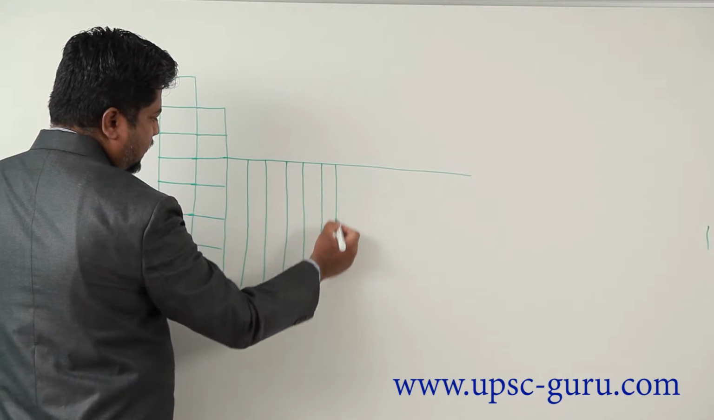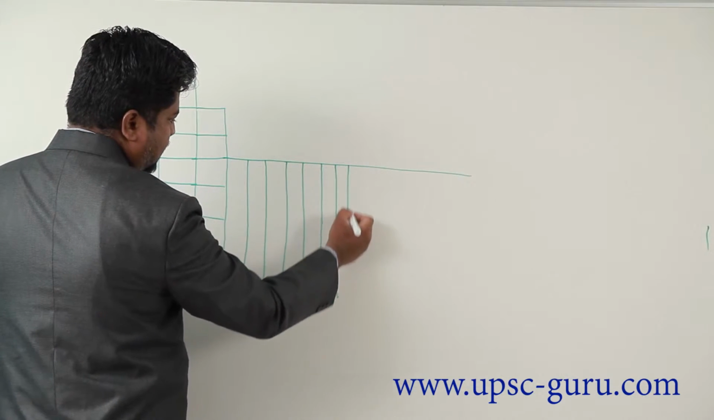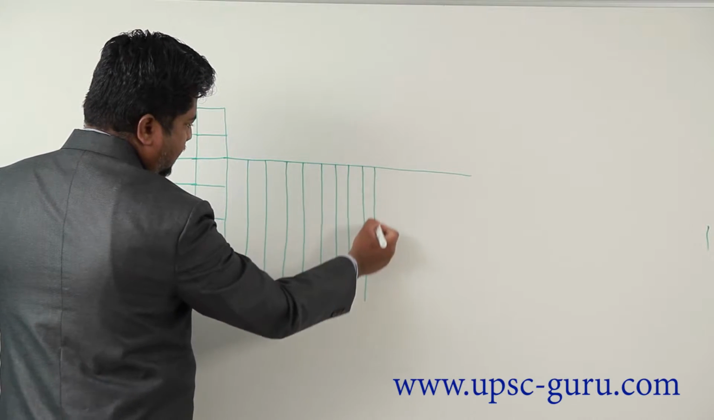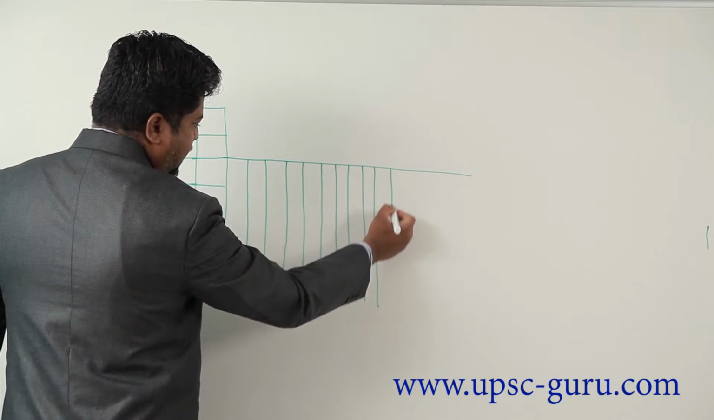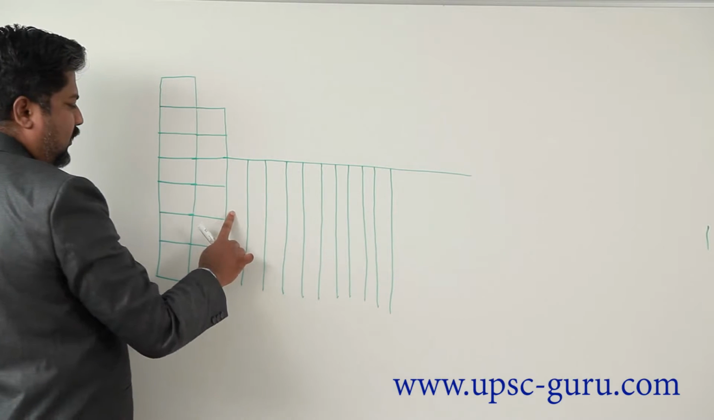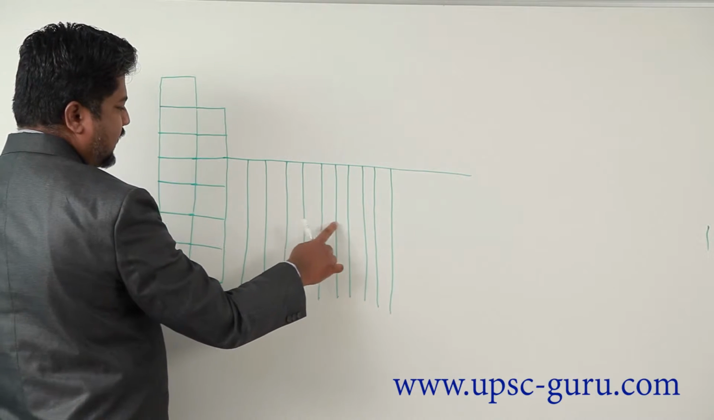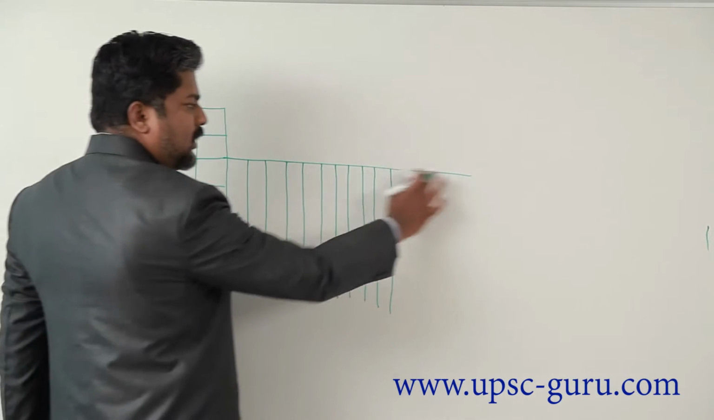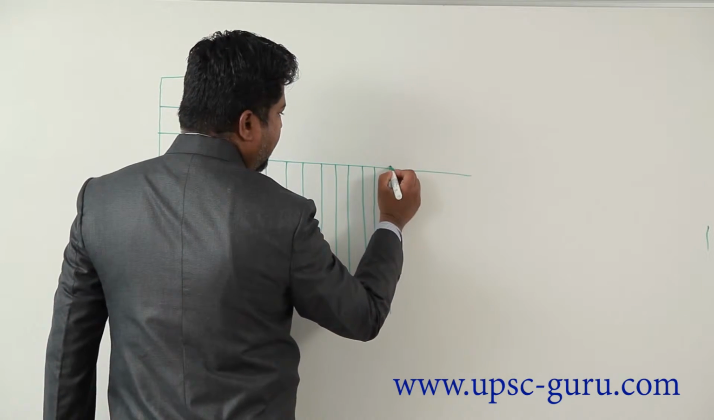fifth, 6, 7, 8, 9 and 10. I am revising 1, 2, 3, 4, 5, 6, 7, 8, 9 and 10. After the 10th column, don't rub this out, it should be there.